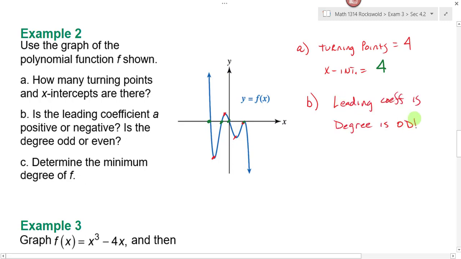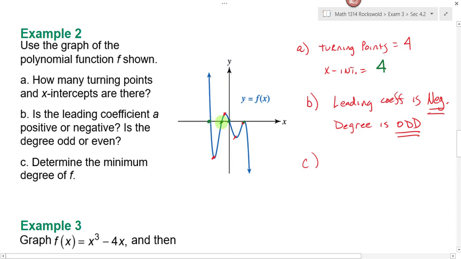The degree is odd because my endpoints are moving in opposite directions, and the leading coefficient, I start at the top and work my way down. Does that sound positive or negative? So the leading coefficient would be negative. To me, it's easier to answer the degree question first and then look for the sign of the leading coefficient. It's odd because they're going in opposite directions, and if you start at the top and work your way down, that's negative.